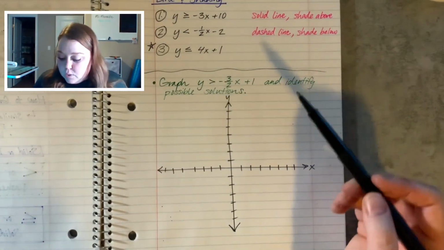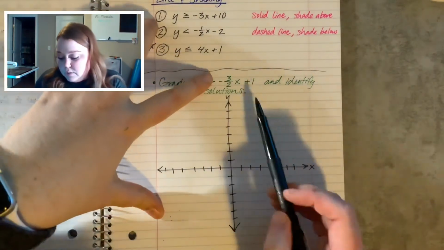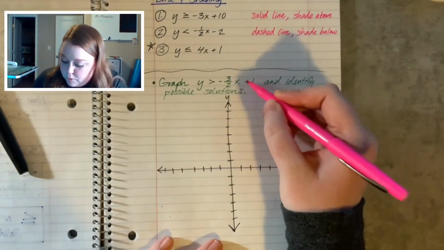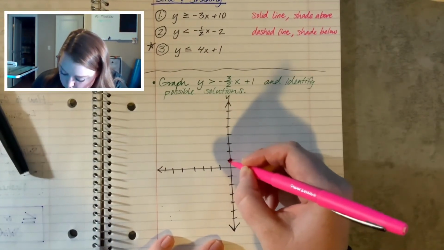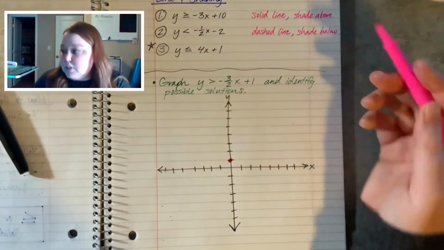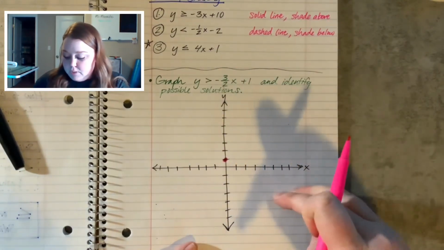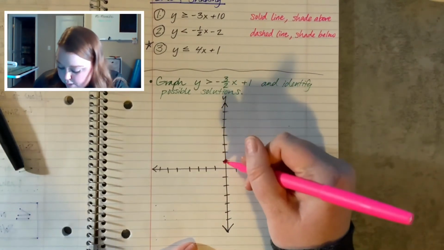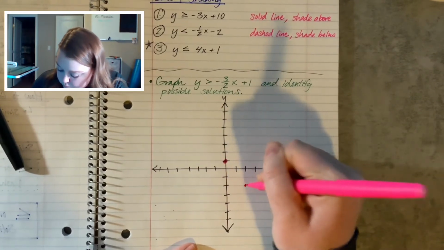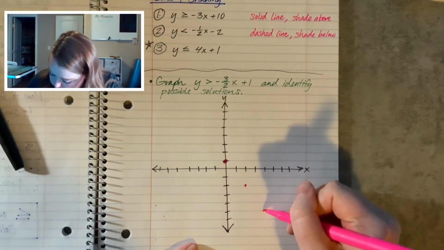To graph this, we think of it as an equation almost at first. You start by plotting a point at your y-intercept, which is at +1 on the y-axis, so (0, 1). You look at the slope to tell you additional points. Because it's negative, I'm going to go down and to the right: down 3, 1, 2, 3, and right 2.